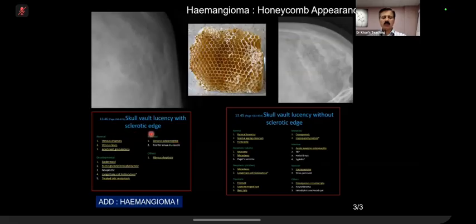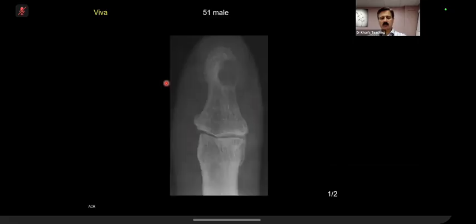So this was my point. Skull vault lucency with sclerotic edge: in this differential, add hemangioma. And skull vault lucency without sclerotic edge, hemangioma is already given in your book. So if you can add this. I will cover this again in CNS. The skull I'll cover in CNS.